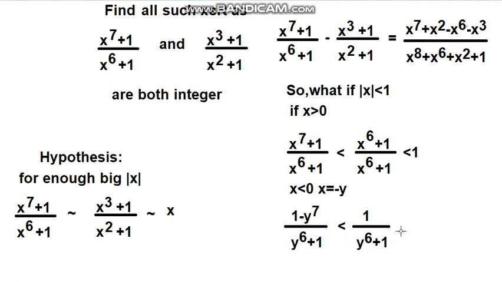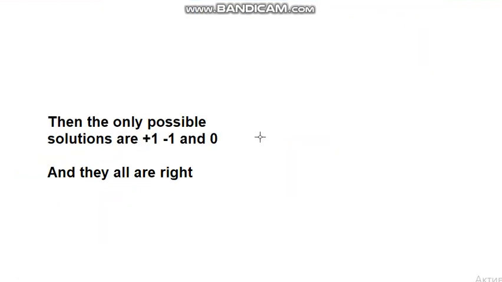Okay, it means we are almost done. Then the only possible roots are plus, minus 1 and 0. So they all are right, and it means we have solved this task. Then goodbye.